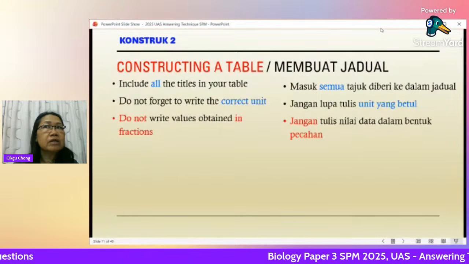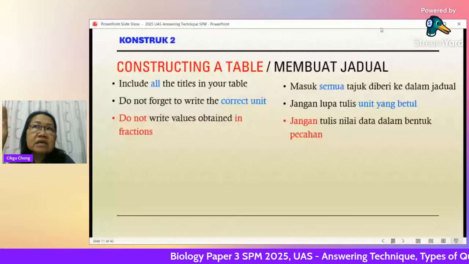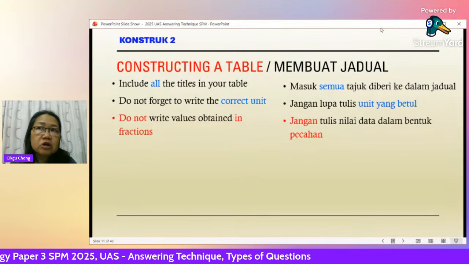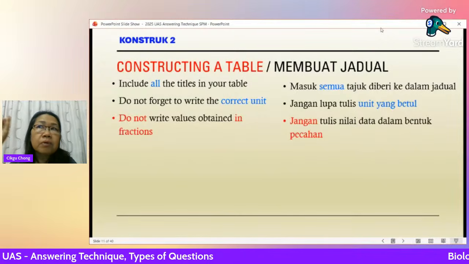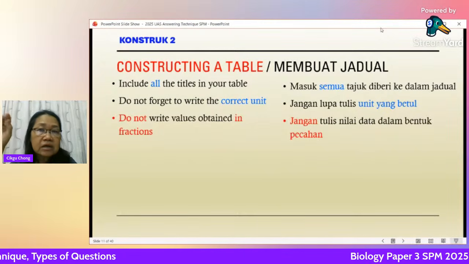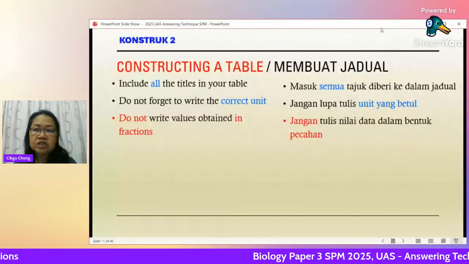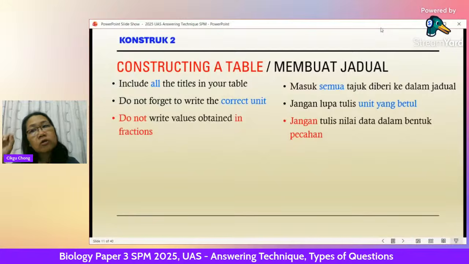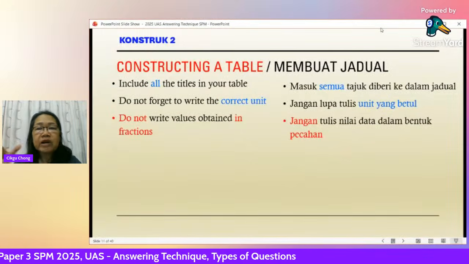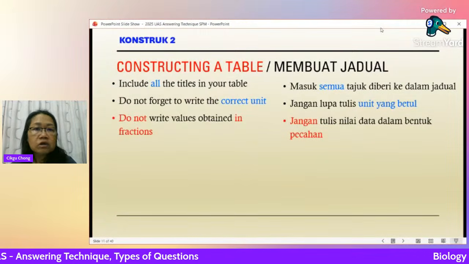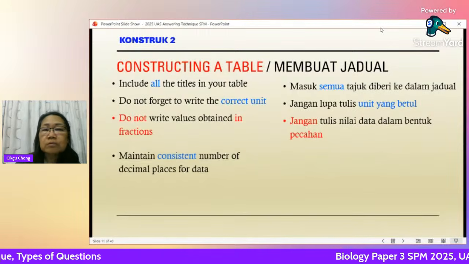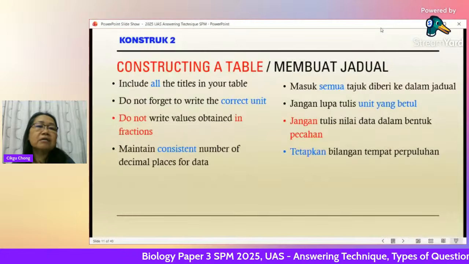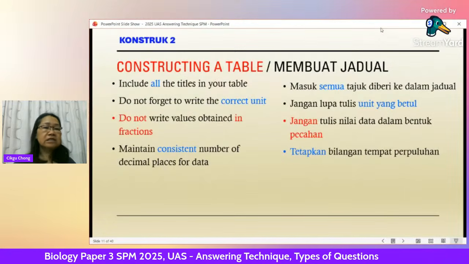In your table, when you do any calculation, your answer cannot be 1/5. You must change it to 0.2, because later you may need to draw a graph, and you cannot plot the points on a graph that has fractions. It must be 0.2, 0.3, 0.4. Then only you can find the point. You cannot find a point using 1/2, 1/3, 1/4. So make sure your data is in decimal numbers, cannot be fractions.